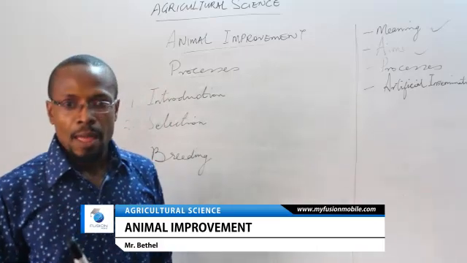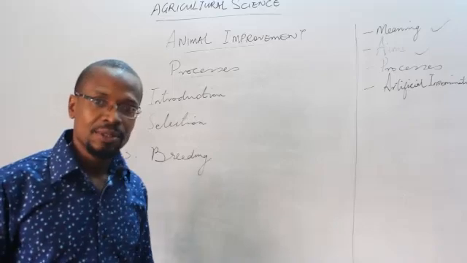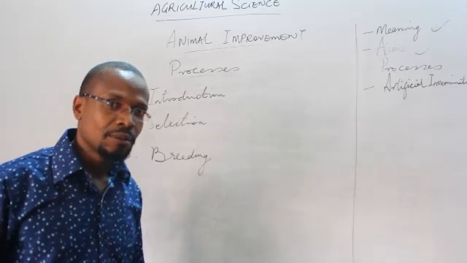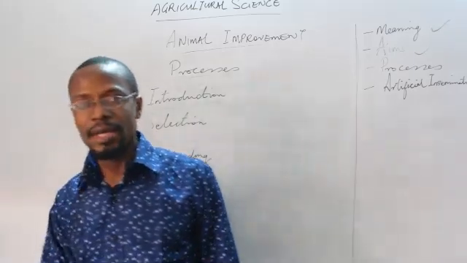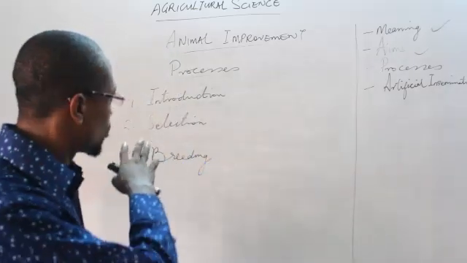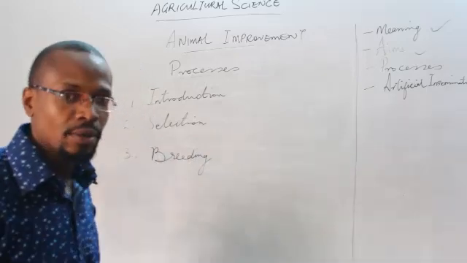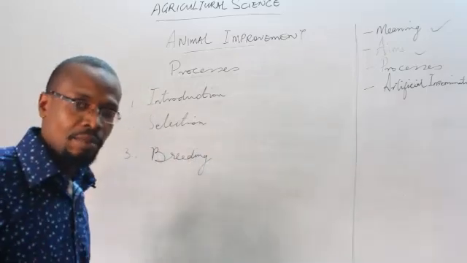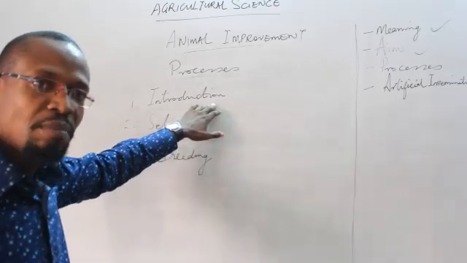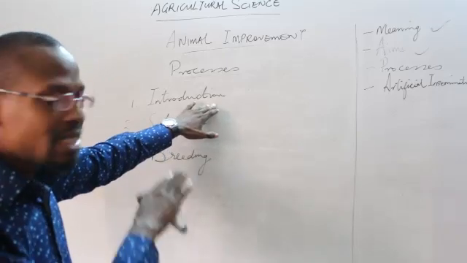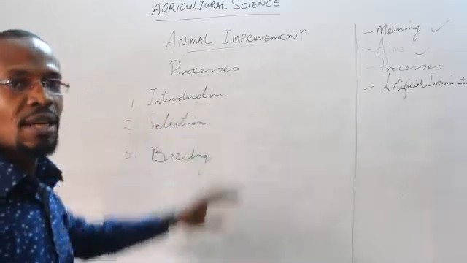And this time around, we're talking basically about animals. Yes, we had talked about this very introduction when we talked about animal health, and then I gave an example using crops. But this time, introduction simply talks about, in terms of animals, bringing in exotic breeds.